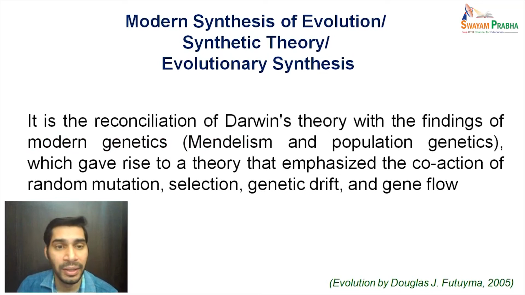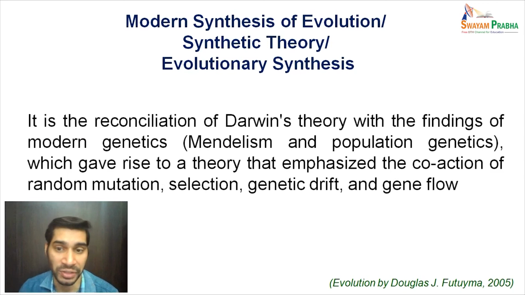So, in simple words, it is a reconciliation of Darwin's theory with modern genetics that includes both Mendelism as well as population genetics, which gave rise to a theory that emphasized the coaction of mutation, selection, genetic drift, gene flow, and so on. So, it is a combined recent theory of evolution.